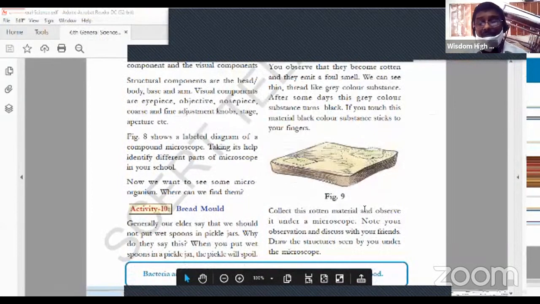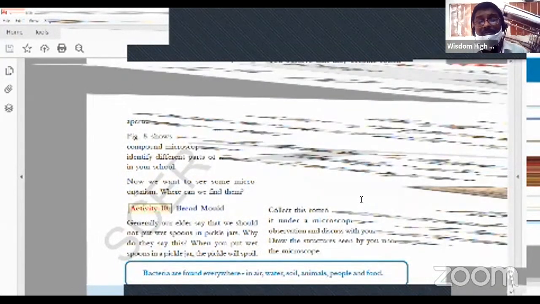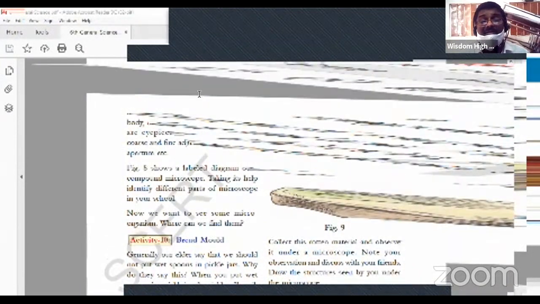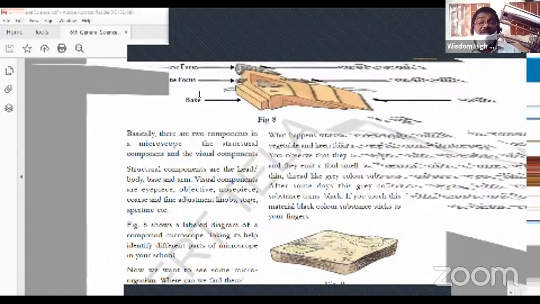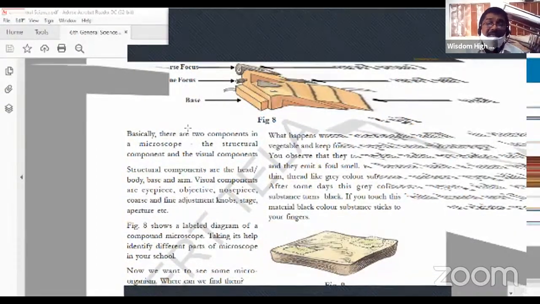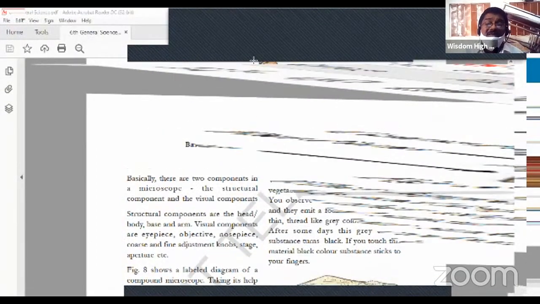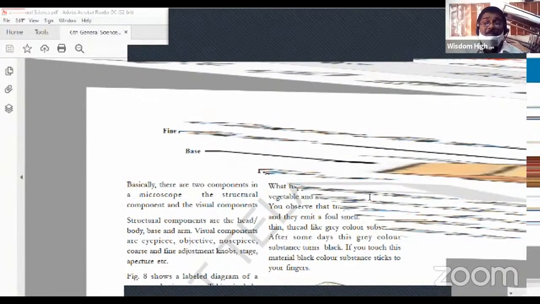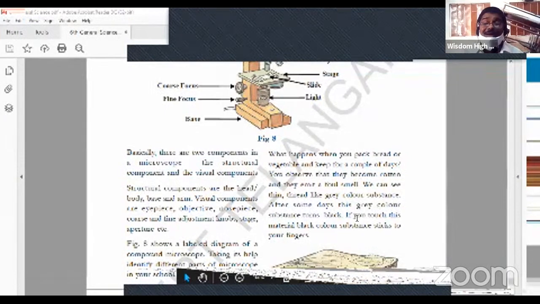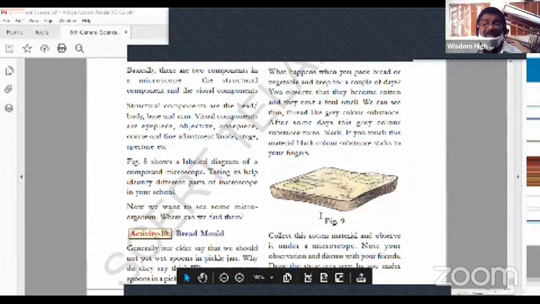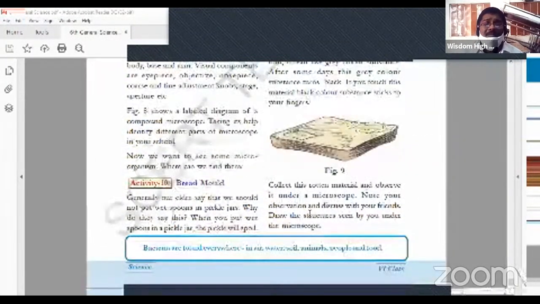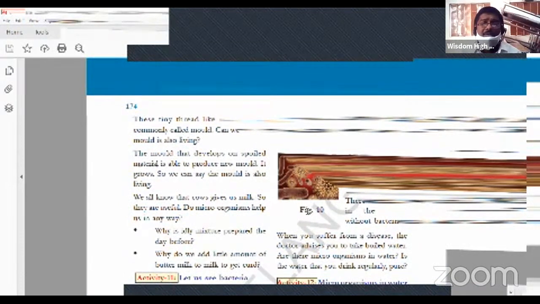Under the microscope, when we observe the internal structure of that body, it contains two components, structural component and visual component. These are the parts of a microscope. But when we observe this black color substance of the bread under the microscope, what happens? Okay, children, listen to me. It is usually called bread mold, a thread-like structure formed over the surface of the bread.